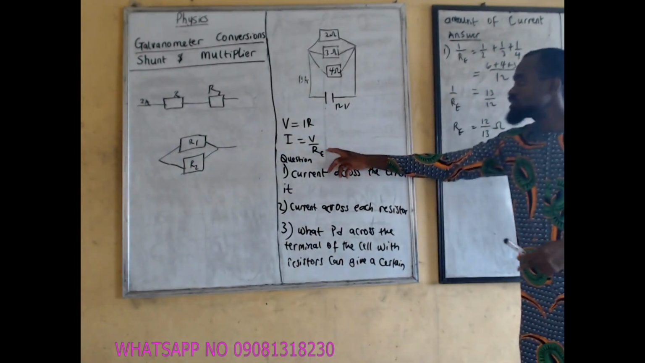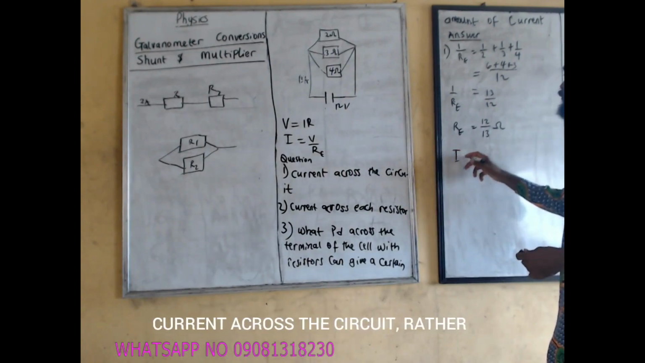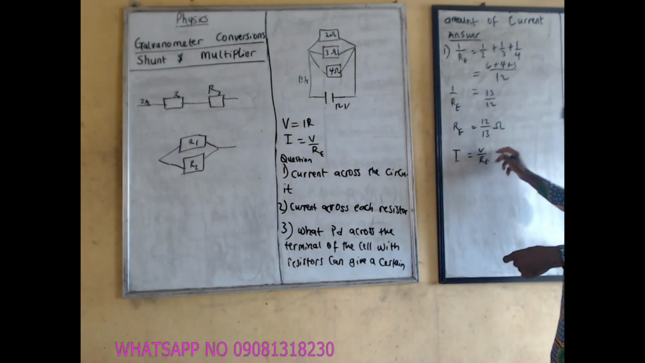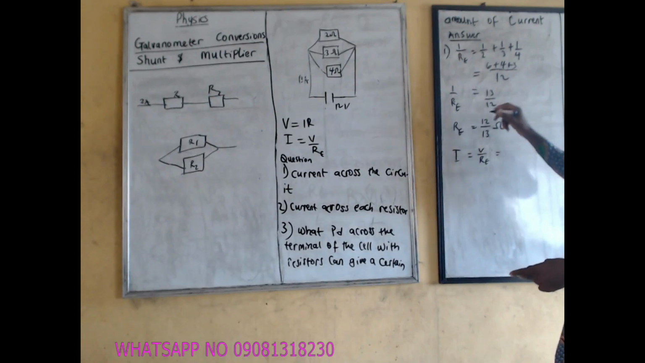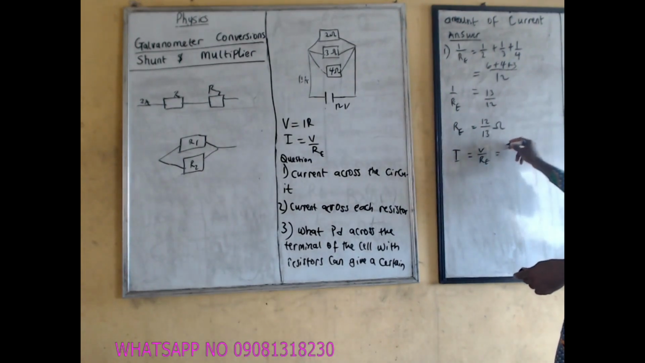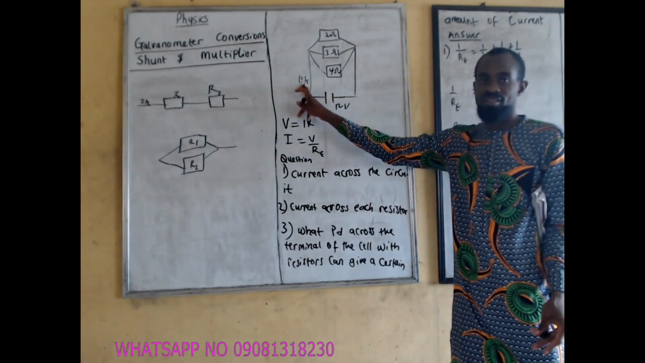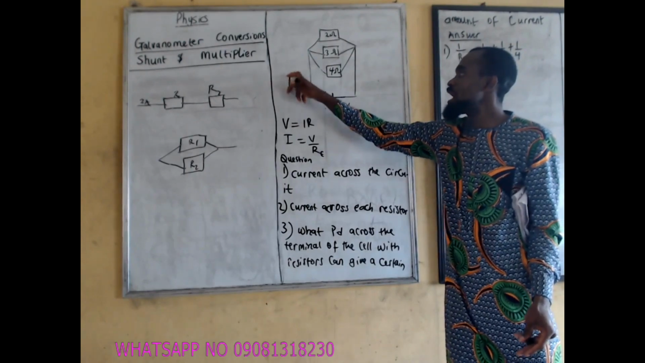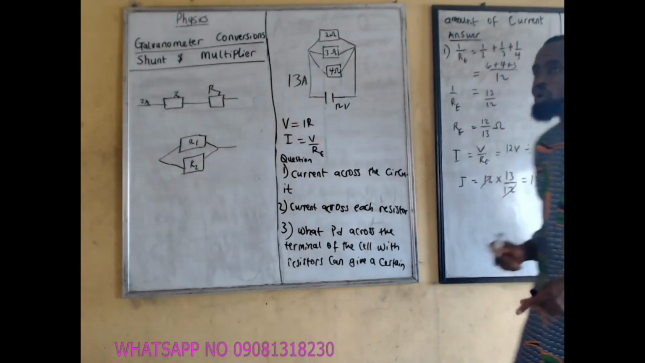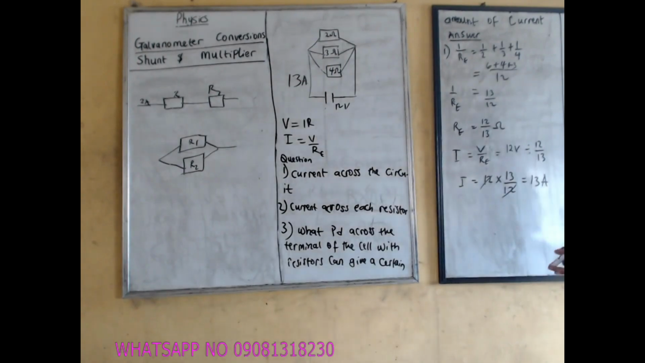Once you are done, you now use Ohm's law. I is equal to V over R_E. V was 12 volts, divided by our R_E, which is 12 over 13. Now I is equal to 12 times 13 over 12. We should have 13 ampere, which is what is here. That is how we arrive at 13 ampere. So you have calculated the current across the circuit. So that's how to do that.